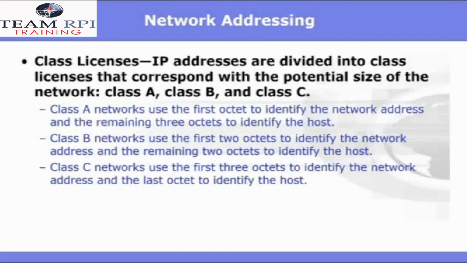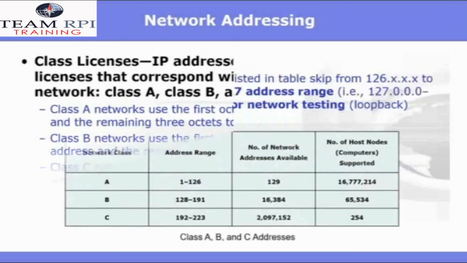All of these IP addresses are broken up into what's called classes. You have Class A, Class B, and Class C network addresses. For Class A networks, they use the first octet to identify the network addresses. Class B networks will use the first two octets, and Class C networks will use the first three.